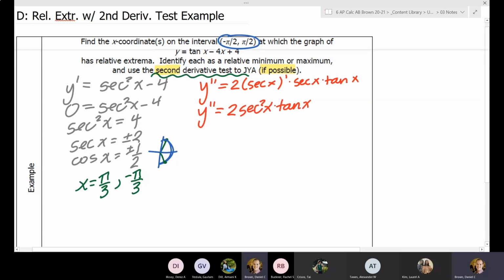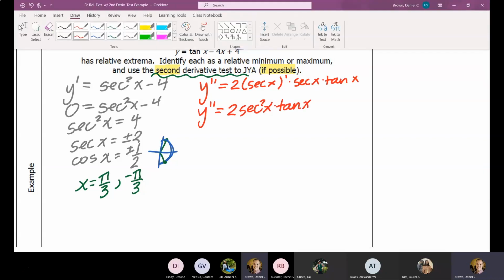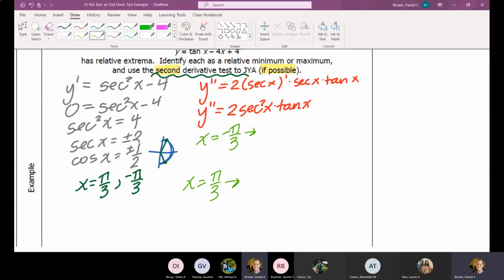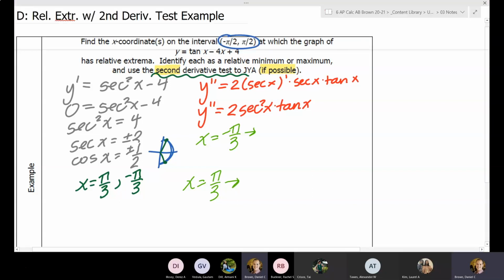So here's the big idea with the second derivative. I have these two x values that I want to figure out what's happening at them. I have the x value of negative pi over 3. I also have this x value of positive pi over 3. And I want to plug those values into my second derivative. We can cheat a little bit. I don't care what the actual number is. I just need to know, is this going to be positive or negative?